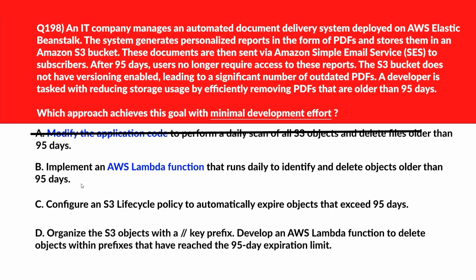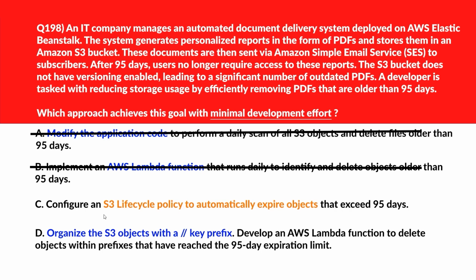Let's move to option B. B says implement an AWS Lambda function that runs daily to identify and delete objects older than 95 days. Setting up a Lambda function involves extra effort to write, deploy and maintain the code, which is unavoidable with a simpler S3 lifecycle rule. So this is wrong because we don't need a complicated solution. We need a simple solution with minimal development effort. Let's reject it. We'll move to C.